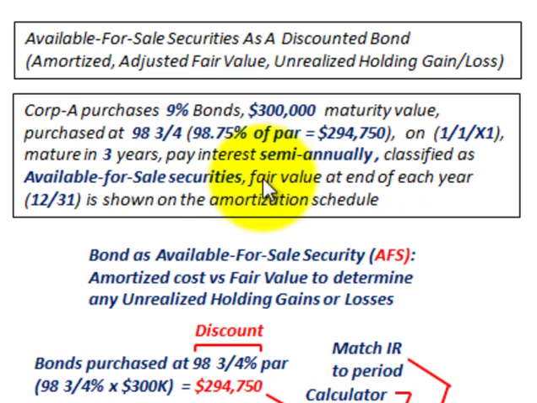Now, here we have to determine the fair value. So the fair value is going to be at the end of each year. That's at 12/31 at the end of each year, and we're going to be looking at 3 years here, and it's going to be shown in our amortization schedule.